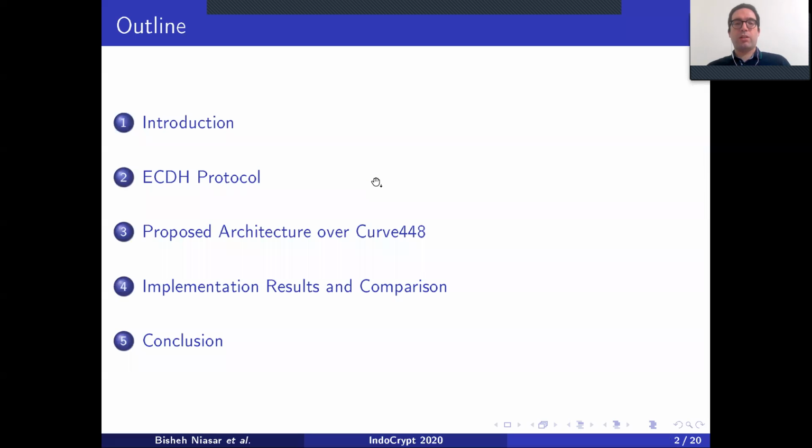In this presentation, we will have a brief introduction on Curve448 and the elliptic curve Diffie-Hellman key exchange protocol. Then we have an overview of the proposed architecture and the implementation results and comparison. At the end, we have a conclusion.